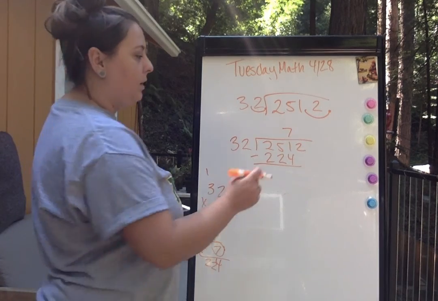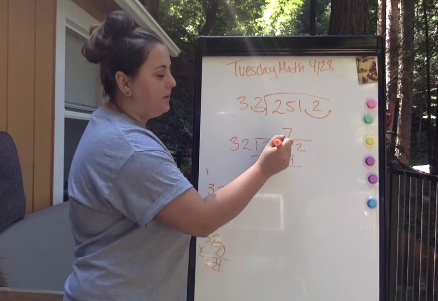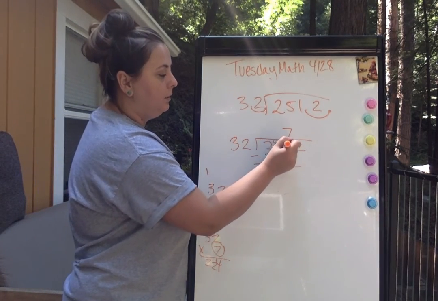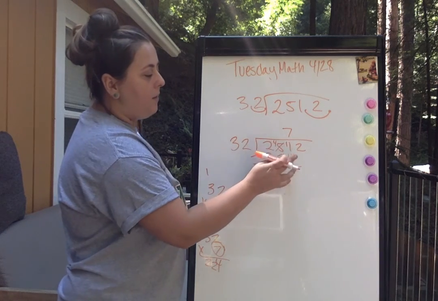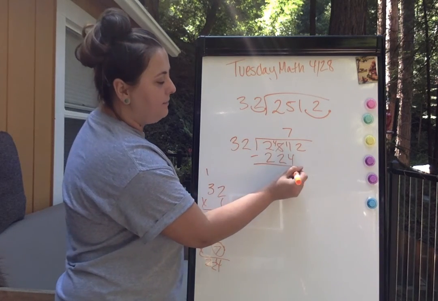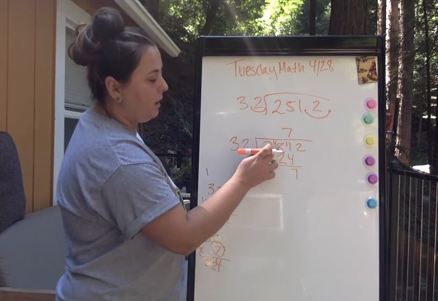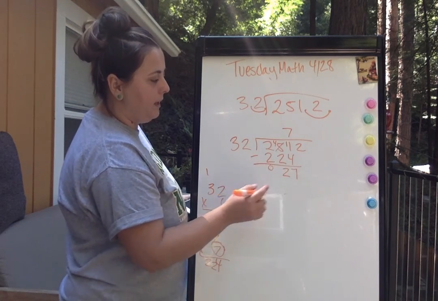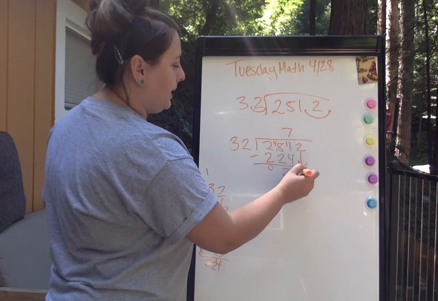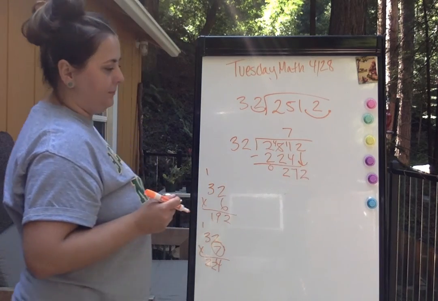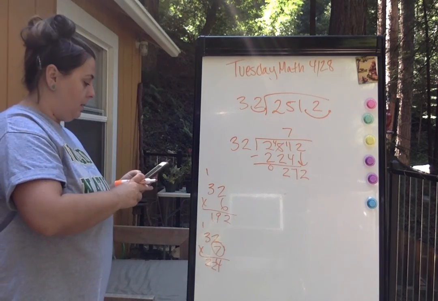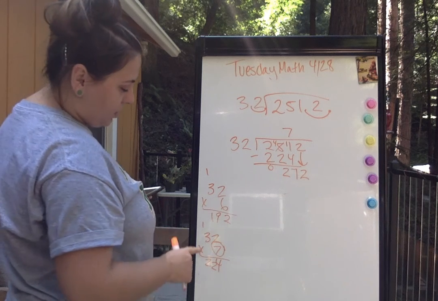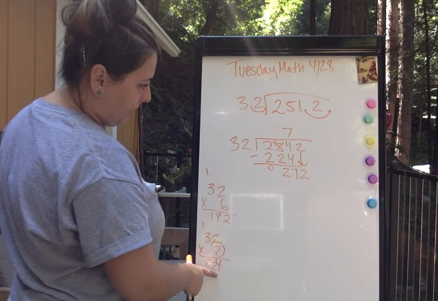Subtract. I know I can't take 4 from 1, so I need to regroup. So 11 minus 4 is 7. 4 minus 2 is 2, and that's 0. And then I'm going to go ahead and bring down my 2. Okay? And so we know we've got 224 here.